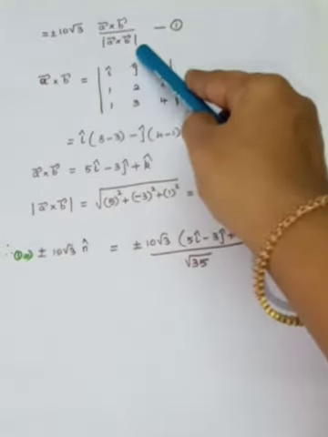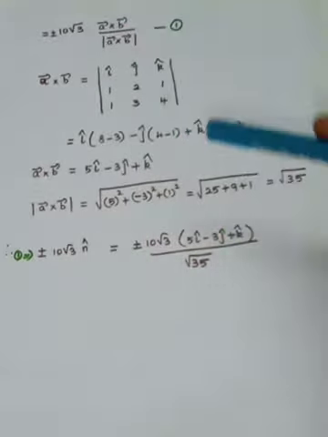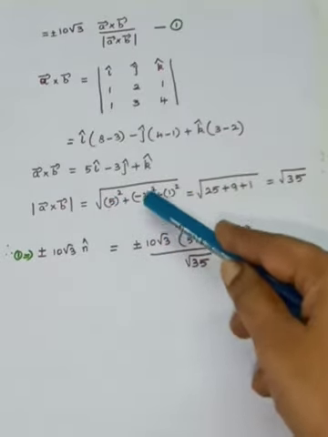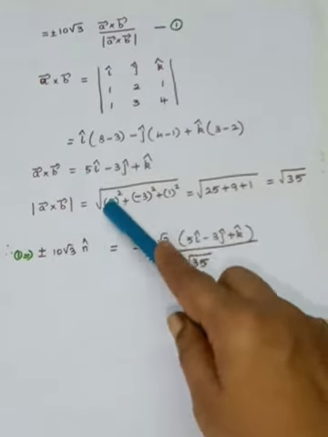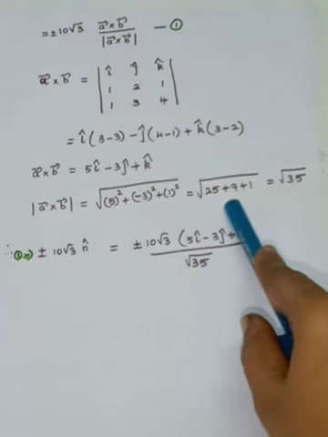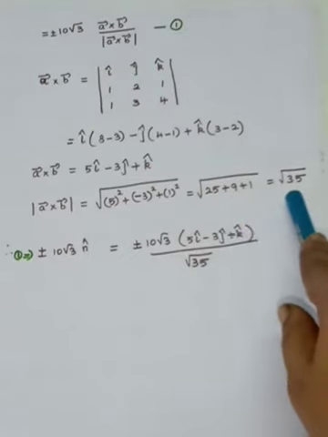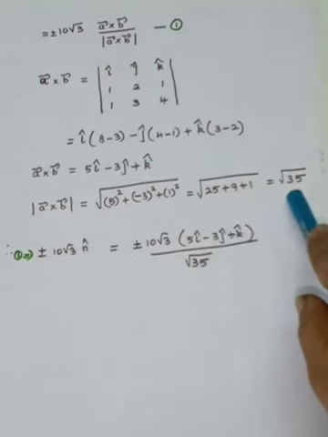In the denominator, what is asked? The magnitude of that, so the magnitude of a vector cross b vector. How to find the magnitude? It is the square root of x square plus y square plus z square. What is x? 5. So 5 the whole square plus minus 3 the whole square plus 1 the whole square. If you simplify, it is square root of 25 plus 9 plus 1, which is equal to square root of 35. So what is our answer?